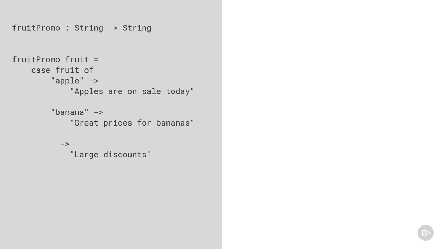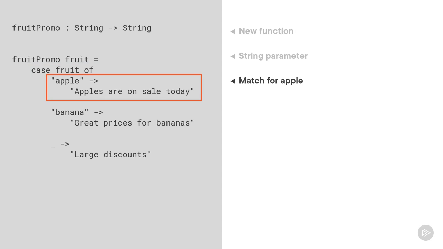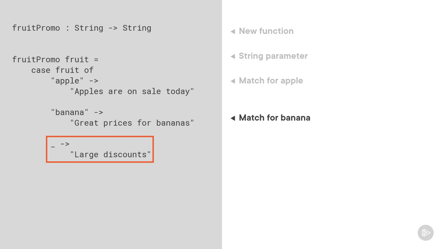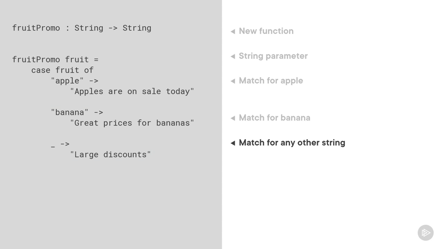The fruitPromo function has a string parameter and returns a string value. In the function definition, fruit is a string input value. The fruitPromo function has a case expression, which tries to match for apple. If true, then it returns this promotional message. Otherwise, it tries to match for banana. If matched, it returns this string. If still no match, then return the string from the underscore branch. Notice that, just like if expressions, all possible cases are covered and the same type must be returned, which is string in this example.